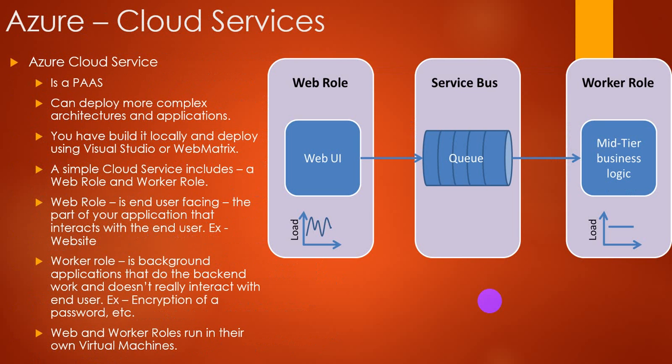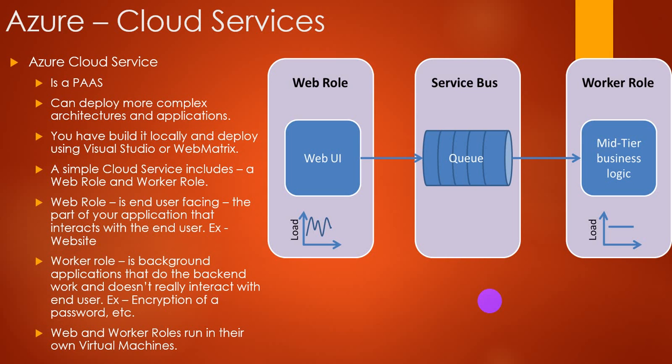The second execution model I want to talk about is Azure Cloud Service. Do not get confused between Azure Cloud Services execution model and the Azure Cloud Platform. Azure Cloud Service is one of the execution models within Azure Cloud Platform. It is platform as a service. You can deploy very complex applications with multi-tier architecture using cloud services.